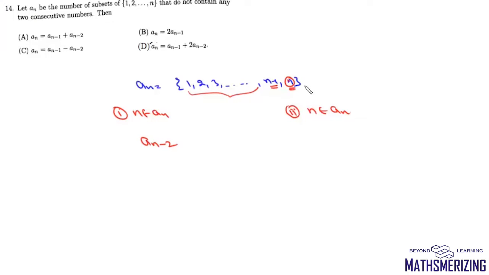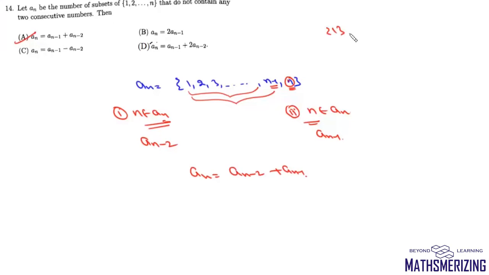Now if we do not select n, then we have to select subsets from these remaining n minus 1 numbers, and it can be done in an minus 1 ways. Now these two cases are exhaustive and mutually exclusive. So an should be an minus 2 plus an minus 1. Either this n will be included or it won't be included, and that's your option number A. If you want, you can verify it also.